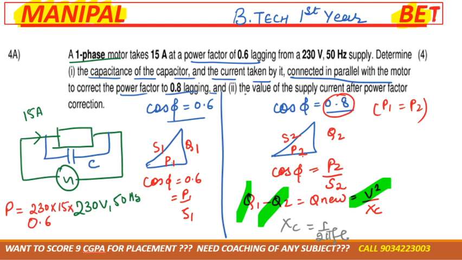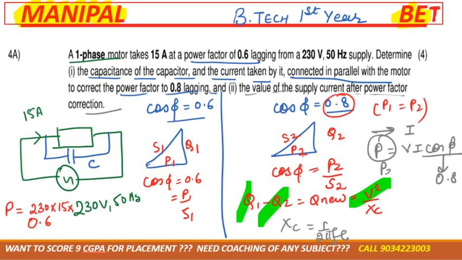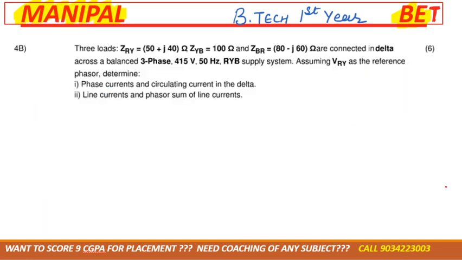Okay, now they're asking the value of supply current after power factor correction. So in this new case they are asking the current, so again you can get it from the P equal to V I cos phi formula. In this case cos phi is 0.8, power will be P2, voltage is same, you can get the current. Easy or not?